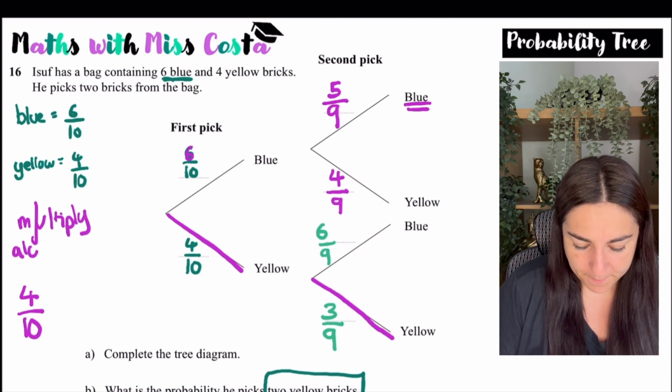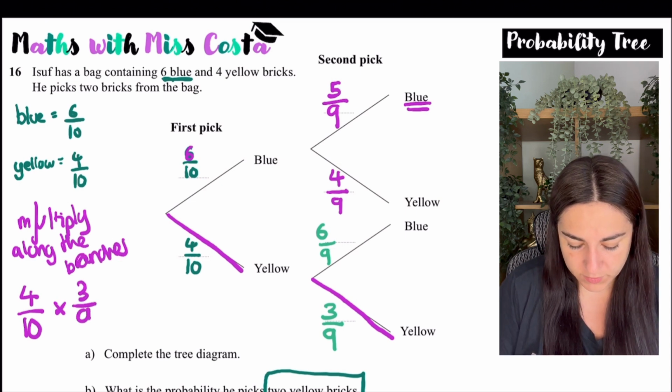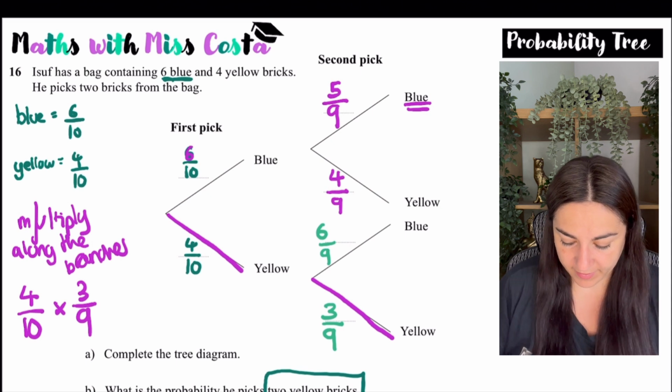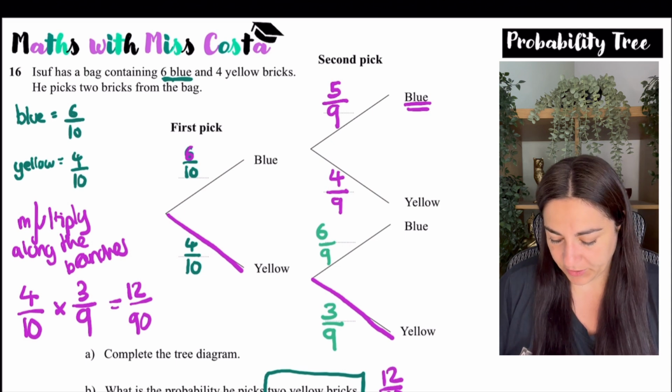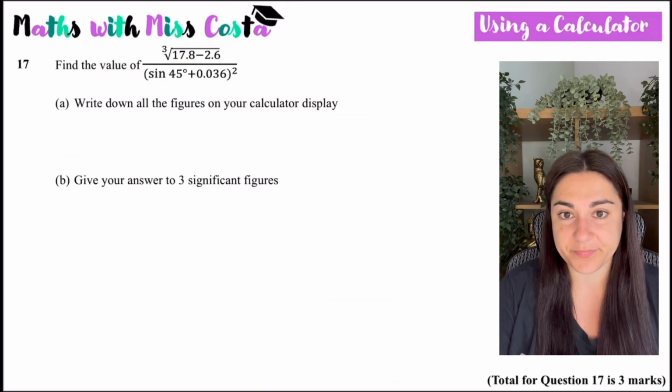You multiply along the branches. So I'm going to do 4/10 times by 3/9 because that's the route I've taken. So 4 times 3 is 12 and 10 times 9 is 90. So that's going to be 12 over 90.